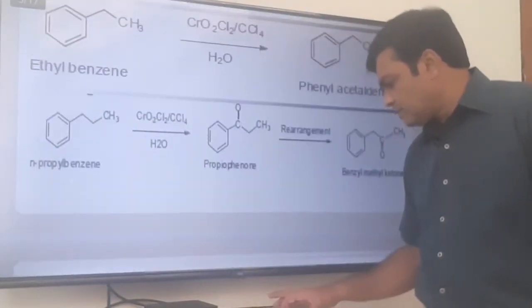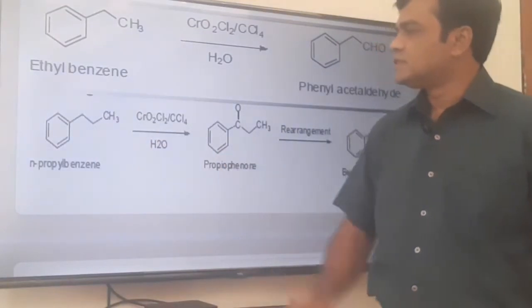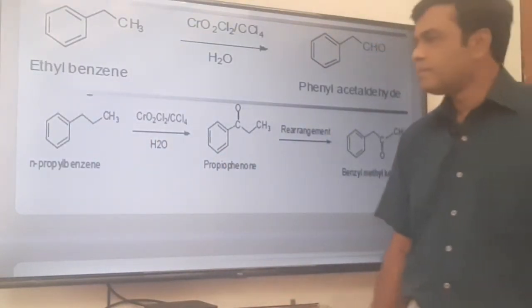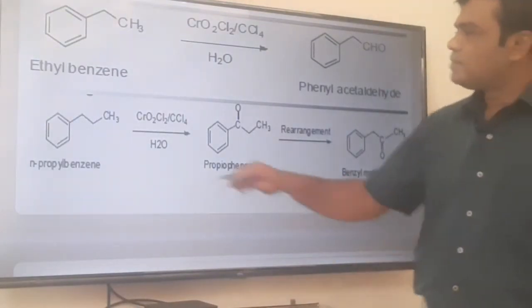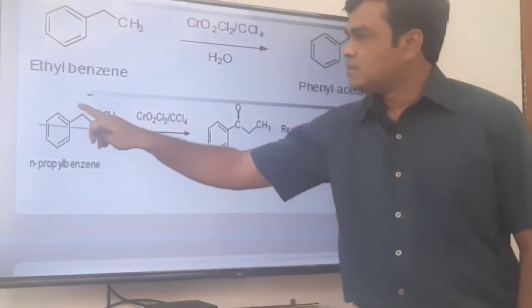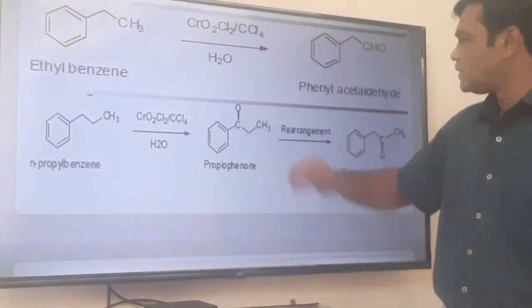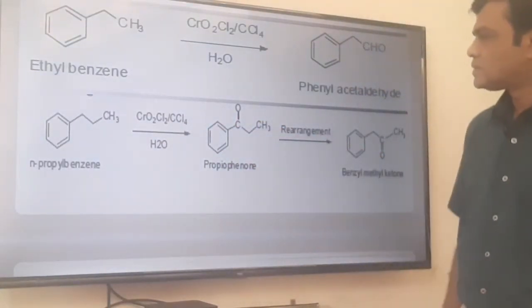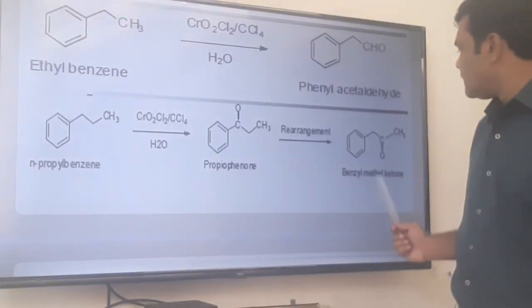Now see this one example. Here the benzene ring is attached to CH2, CH2, CH3, that is a propyl group, an n-propyl group. Its name is n-propyl benzene. On oxidation, what will happen? This CH2 group will oxidize to C double bond O, that is a ketone, and we get this ketone, and this rearranges to give benzyl methyl ketone.